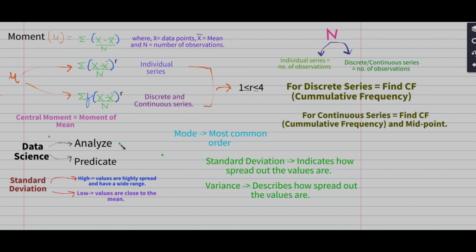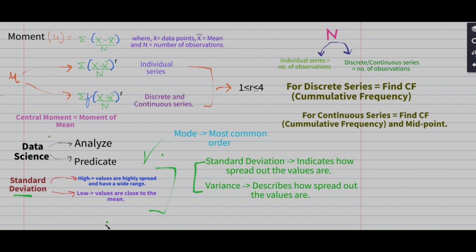But when you calculate in the discrete and continuous series, in discrete you have to calculate CF, and in the continuous you have to calculate midpoint and CF, right? So there N will be the sum of observations, right? And R, you already know that R has the range from 1 to 4. If I say mu1, you will just simply put R equal to 1 in this formula. If I say mu2, you will put R equal to 2, and similarly with 3 and 4, right?